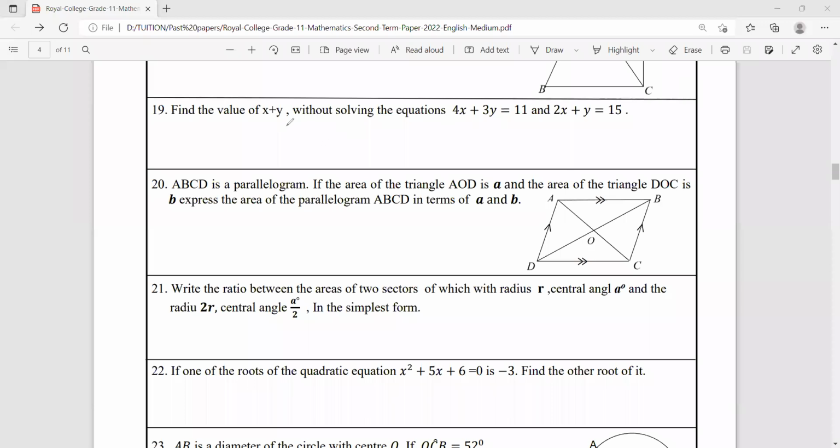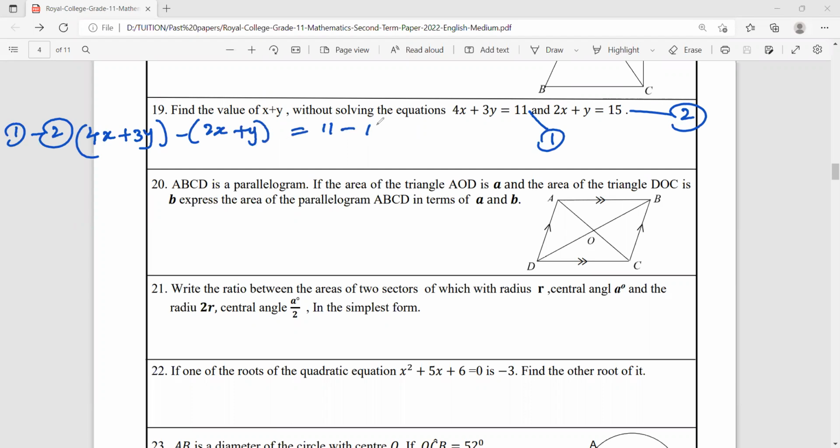And here find the x plus y value without solving the equation. So you can take this first equation as 1, and you can take second equation as 2. Then you have to subtract 1 from 2, right? Then you get 4x plus 3y minus 2x plus y is equal to 11 minus 15. Then you get here 4x plus 3y minus 2x minus y is equal to minus 4, right?